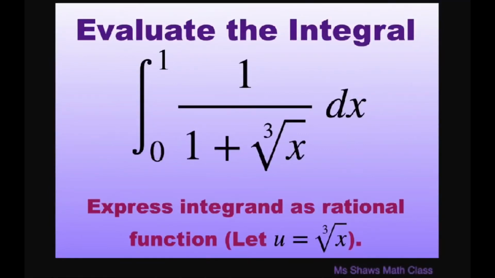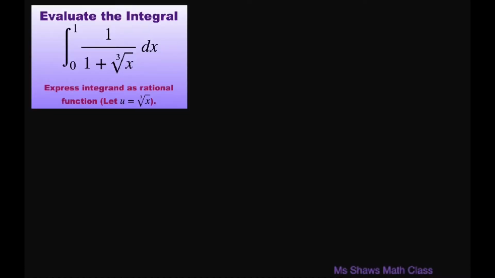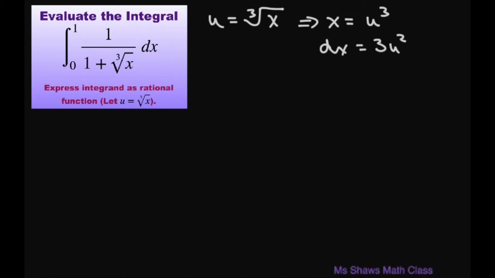Everyone, we're going to evaluate the definite integral from 0 to 1 of 1 divided by 1 plus cube root of x dx. We're going to let u equal cube root of x. So using that, let's start that out first. We have u equals cube root of x. That means x is going to equal u cubed, if you cube both sides, and therefore the derivative of x equals 3u squared du. So when you do your integral, it's going to be the integral.